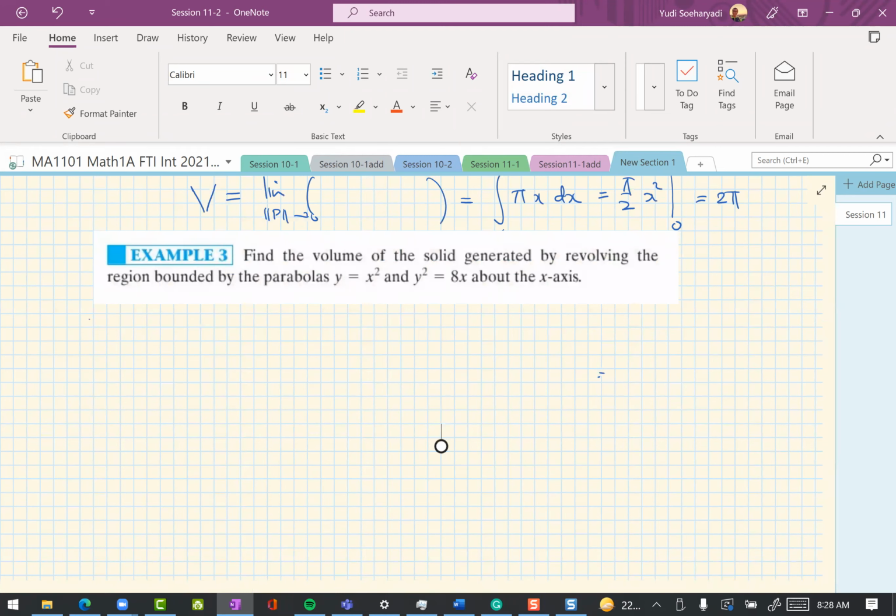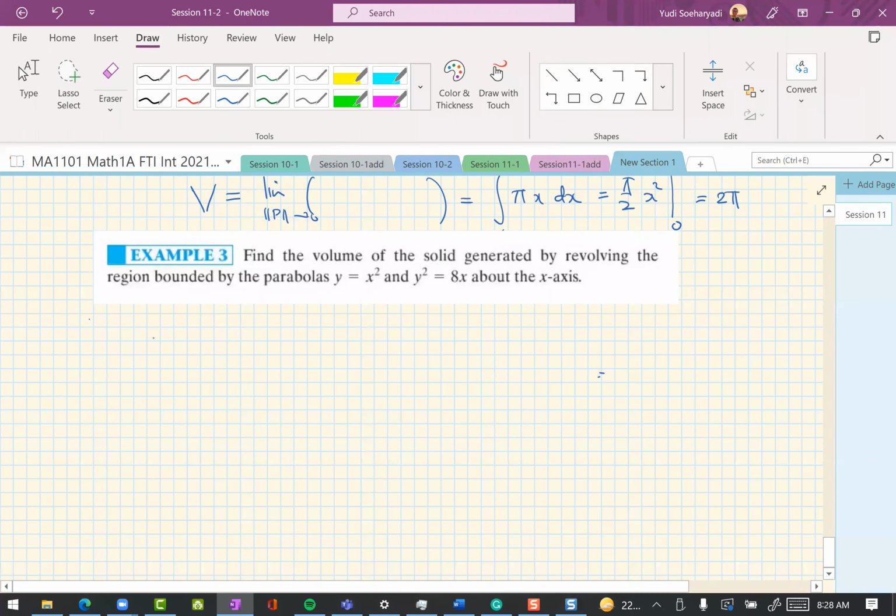All right, let's do it quicker now. Okay, you have a parabola. Let's do parabola here. This picture is y equals x squared. That's the usual parabola. And y squared equals 8x.